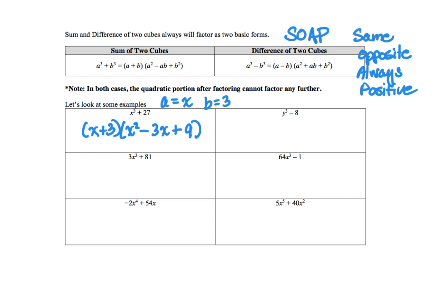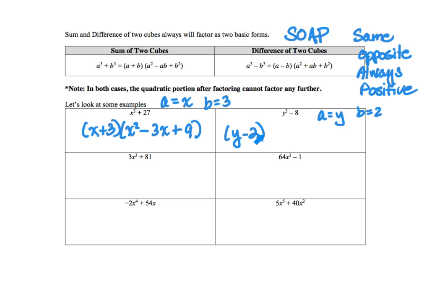Now, if you've done this correctly and you pulled out a GCF, if there is one, this trinomial is never going to factor. The next one is difference of cubes. y cubed is a perfect cube, so is 8. So as I identify what a and b are, a is y and b is 2. So this factors as y minus 2.